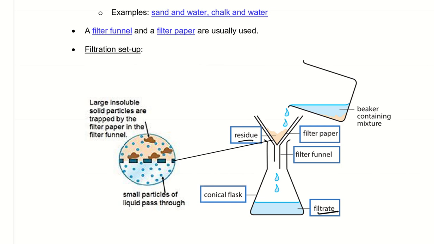Residue is the solid that remains behind in the filter paper after a mixture is poured through a filter paper, because this residue is insoluble in the liquid. So when they are insoluble, they remain as large insoluble solid particles that get trapped by the pores of the filter paper in the filter funnel. You notice that this little blue line here, these are actually the pores of the filter paper.